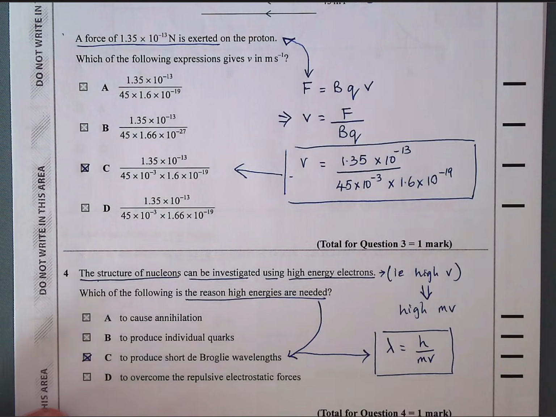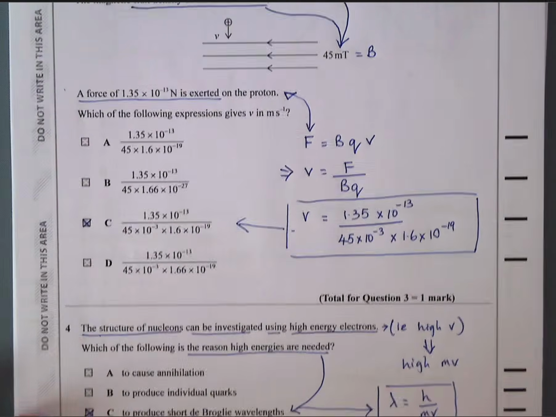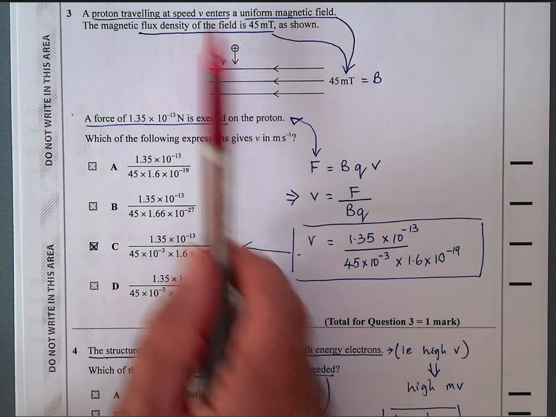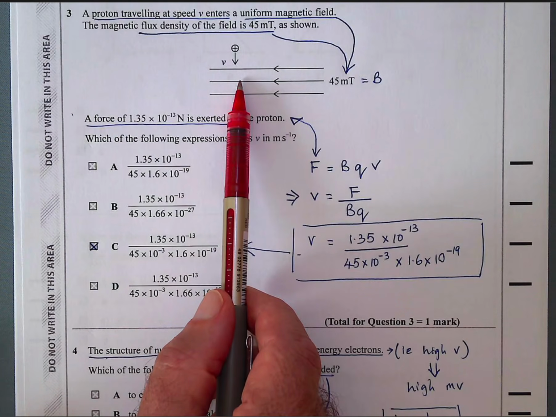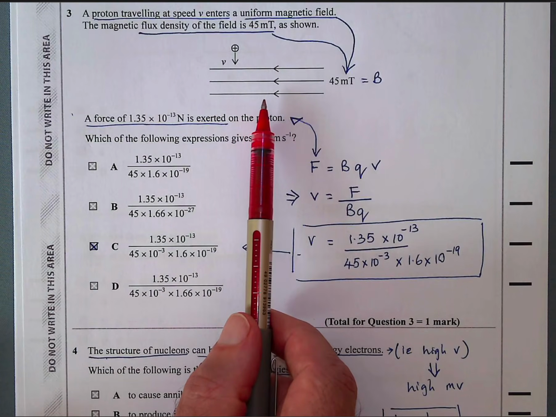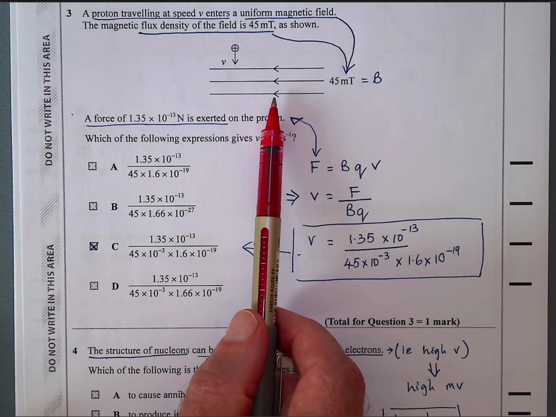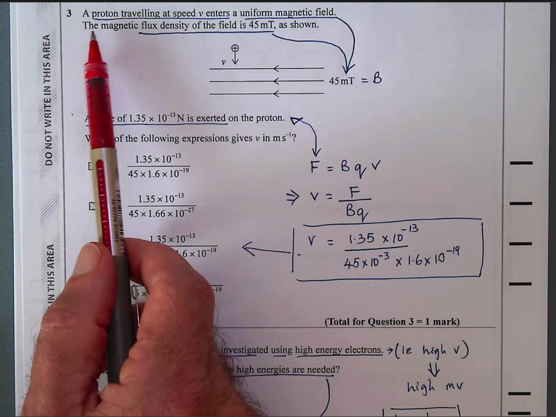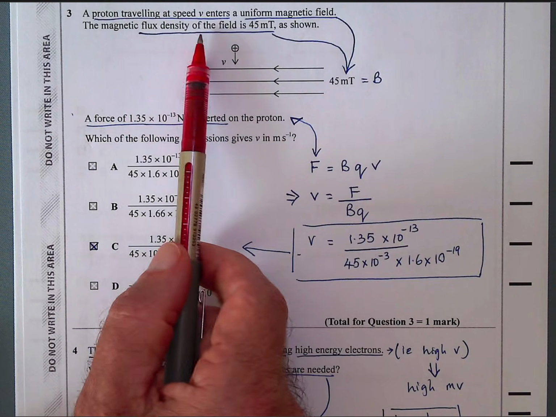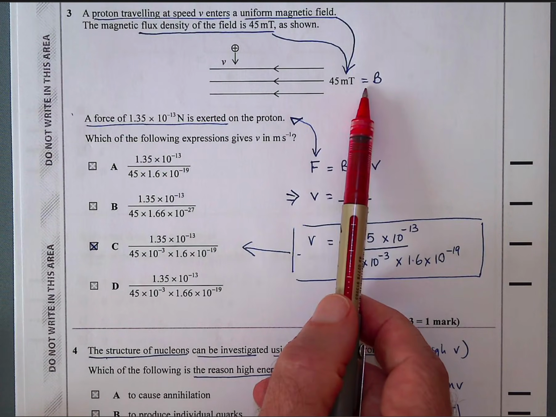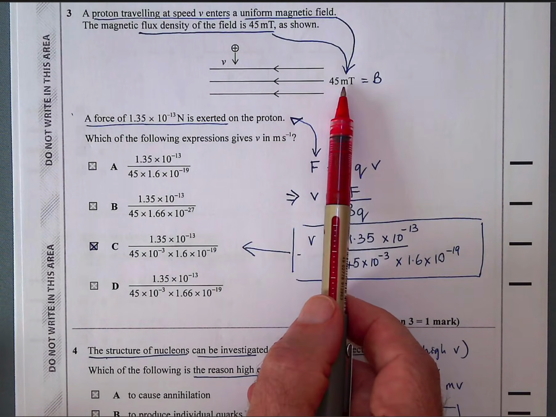The next question is question 3, and I just need to move it down a bit so you can see it, as it's not on the camera as I've zoomed in. So this time it's about a proton traveling at speed v. A positive proton moving at speed v enters a uniform magnetic field. Uniform means that the field lines are parallel to each other, and it means the field strength is also constant if it's shown as parallel lines. The magnetic flux density of the field is given as 45 milliteslas, as shown. So here's the 45 milliteslas, so that's 10 to the minus 3 teslas.